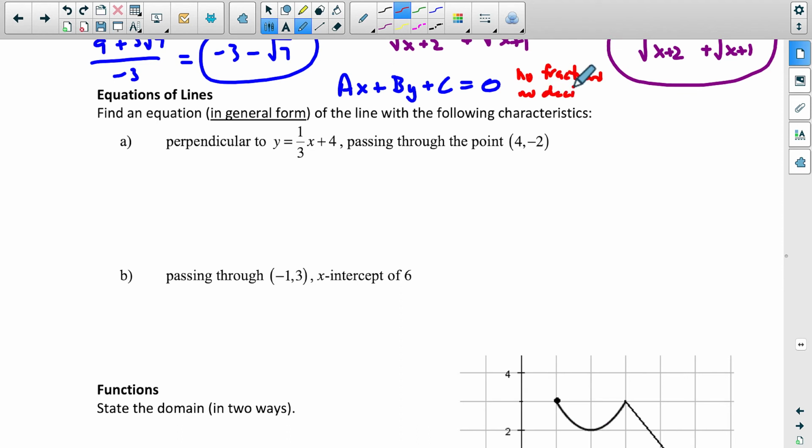For the a, b, and c, they've got to be integers. Except for one other thing. A has to be positive. Can't have that be negative.